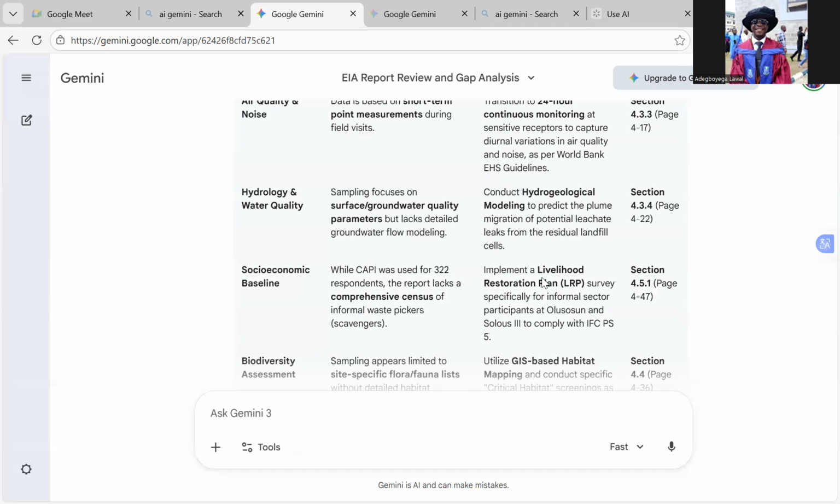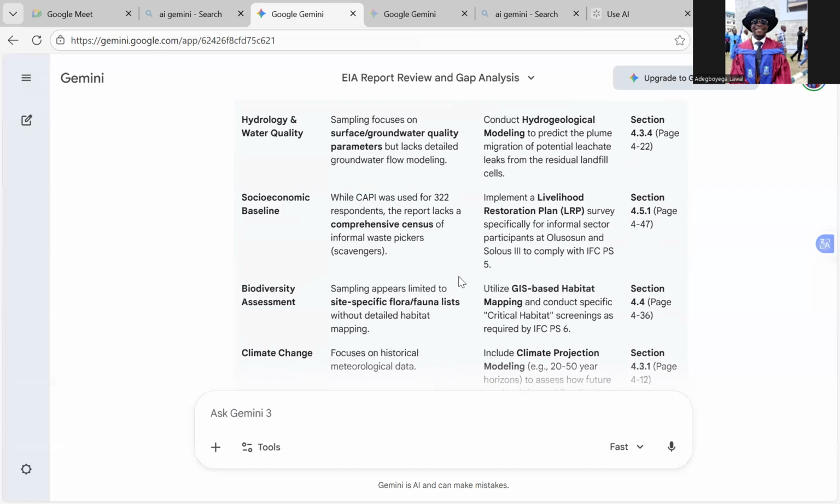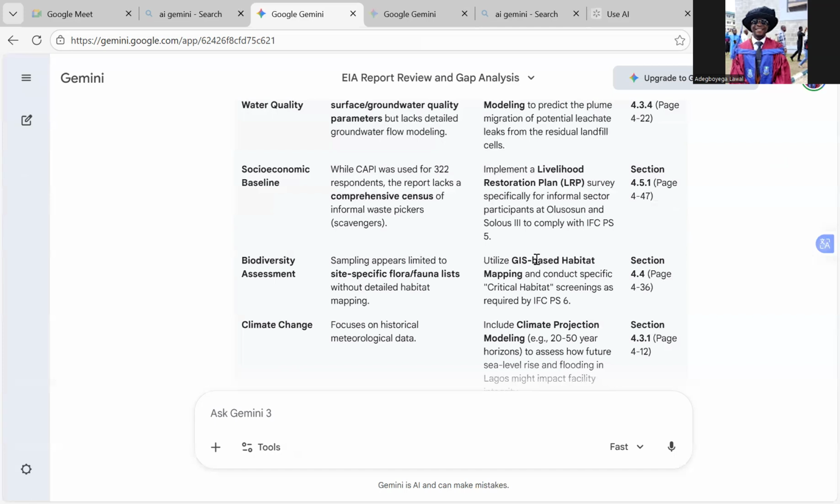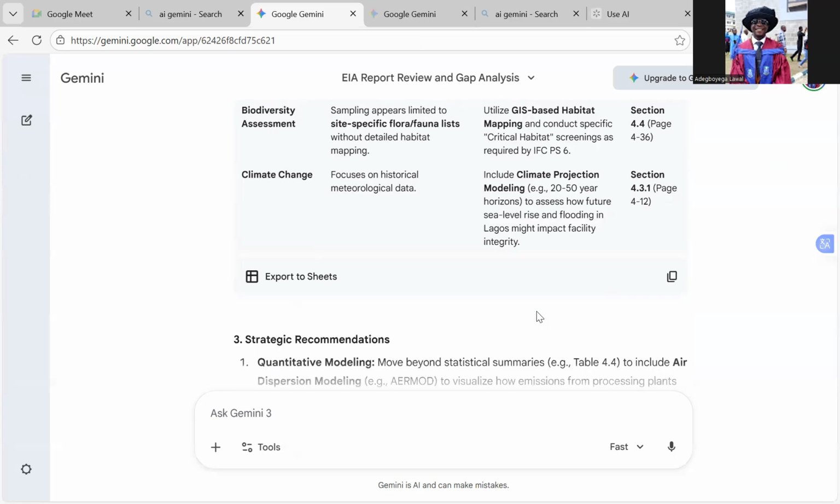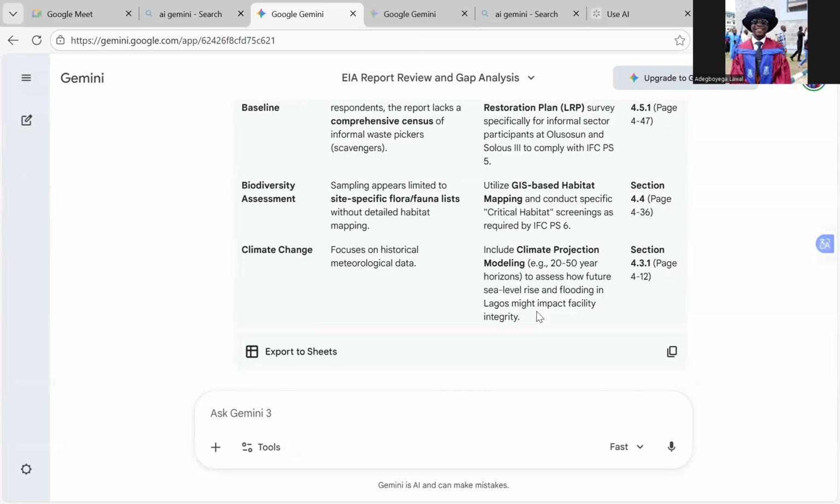Socioeconomic baseline also suggests that there could have been a livelihood restoration plan, specifically for informal sector participants at Olu, Sosun, and Solus, to comply with IFC PS5. The tables and the pages are there. For biodiversity, you can use GIS-based habitat mapping. This will help to identify critical habitat screening, which is required by IFC Performance Standard 6. Include climate projection modeling. So these are areas that, if this report needs to comply with IFC standards, they need to address.